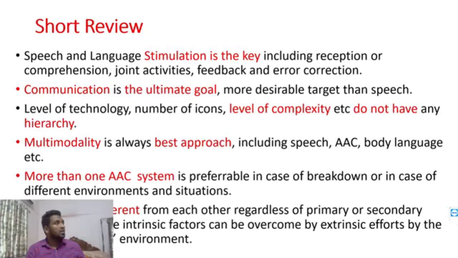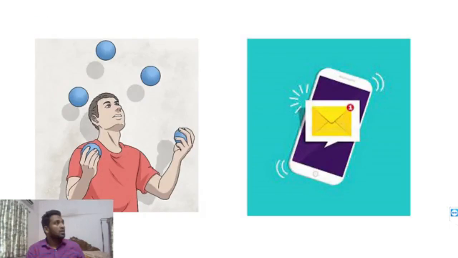So when I'm talking to you, I use my speech, I use facial expression, I use hand gestures. So multimodality is always the best approach, and more than one AAC system is always preferable. And children are different from each other regardless of their primary and secondary conditions. That means if a child has some intrinsic factors, they can be overcome by extrinsic efforts by the caregivers.